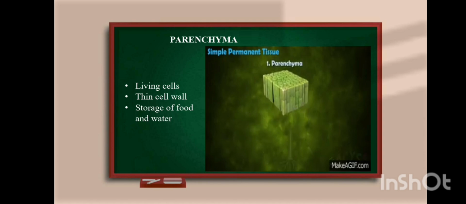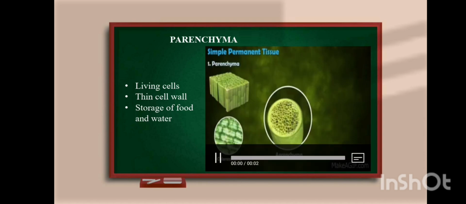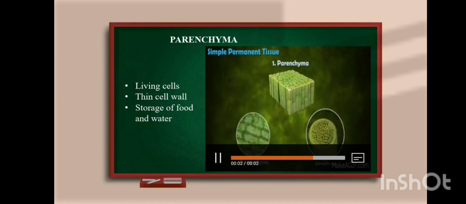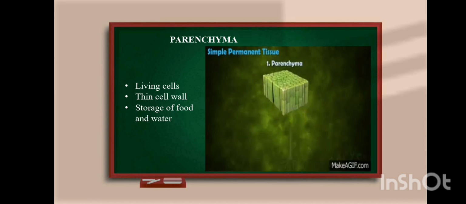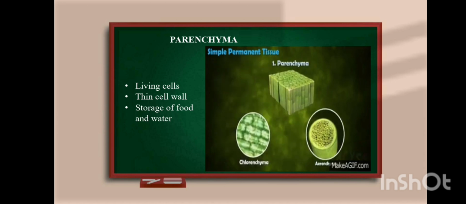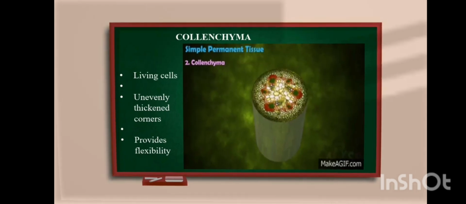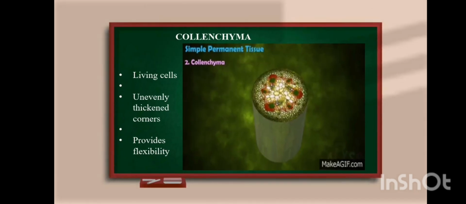The main features of parenchyma are that they are living cells, they possess a thin cell wall, and they store food and water. Also, one more feature is that they are found in the soft parts of the plant. The next one is collenchyma. Three features are given for collenchyma. The first one is that they are living cells.